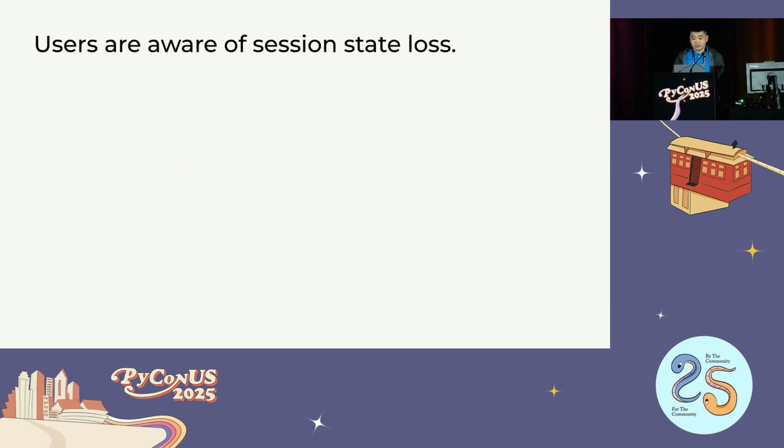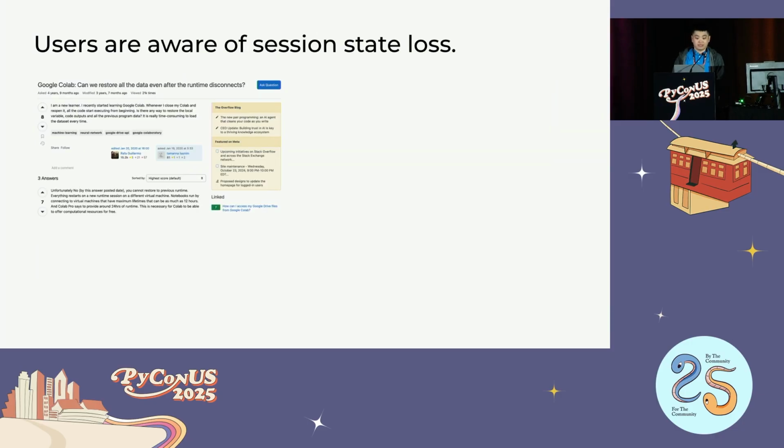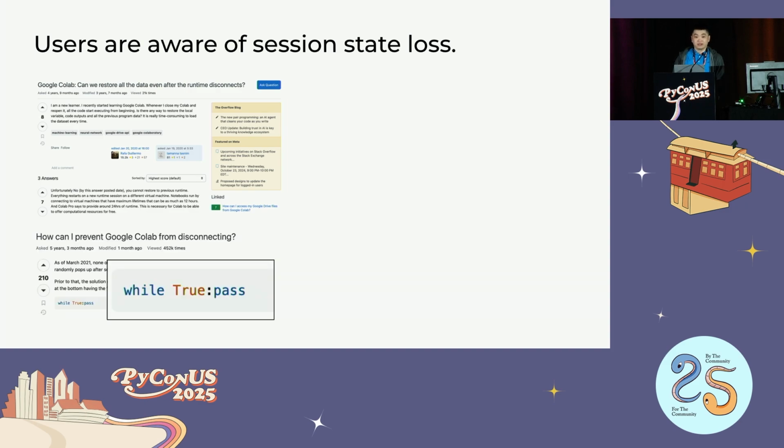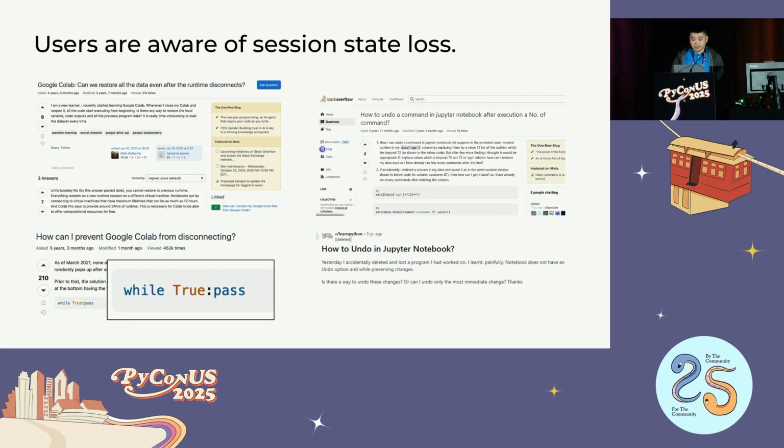It turns out that notebook users are aware of this problem of session state loss. People have asked on forums like Stack Overflow and the Colab forums whether they can restore the data after a runtime disconnects. And the answer to this question, unfortunately, is no as of now. People have resorted to some very innovative and funny methods to prevent their Colab sessions from disconnecting. Similarly, people have asked whether they can undo commands in Jupyter Notebook after executing a command, and the answer to that question is also no.